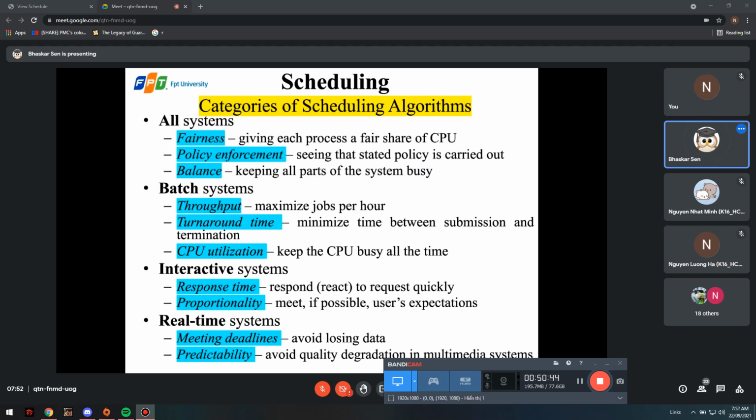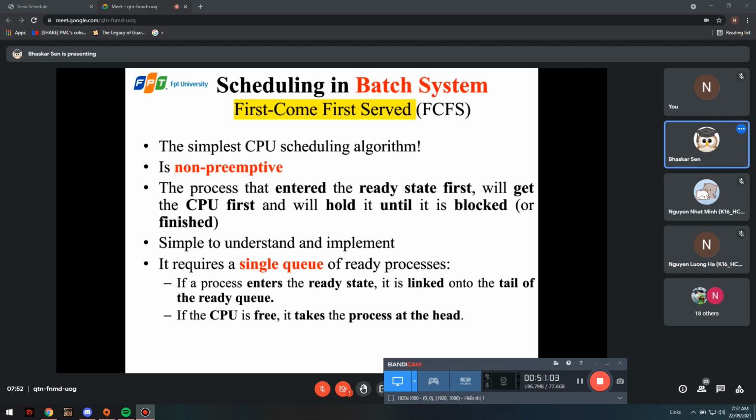Clear? So these are some of the things that you will have to remember, because we do ask questions like which one is the criteria for what kind of algorithms. So that brings us to the beginning of that algorithm part in general.